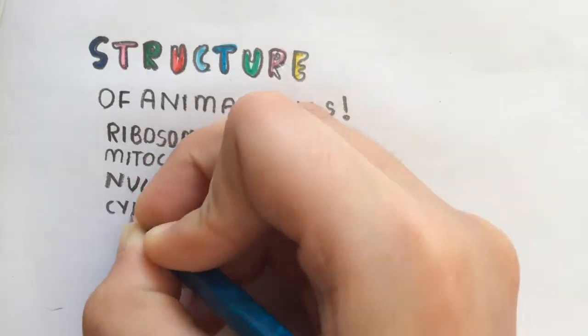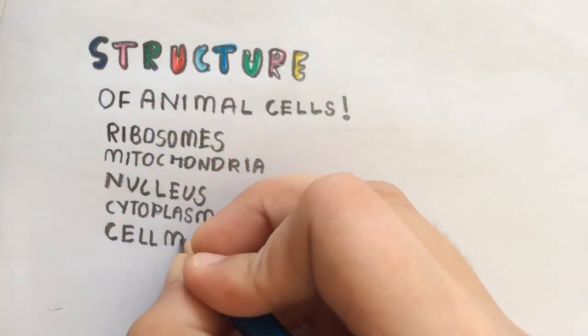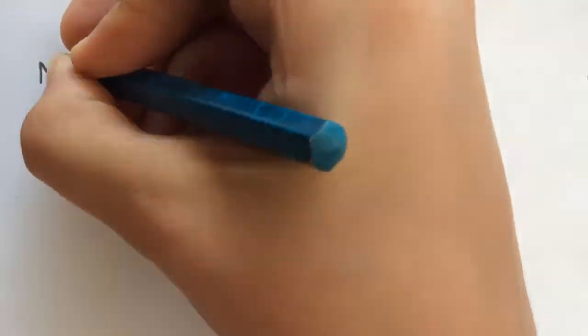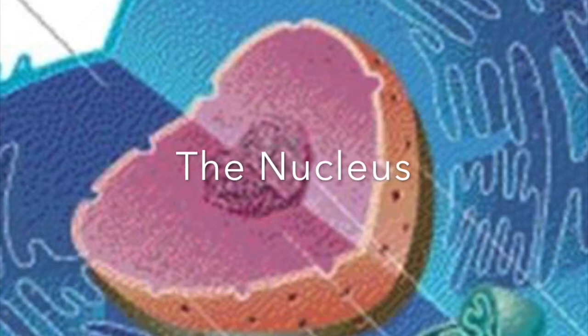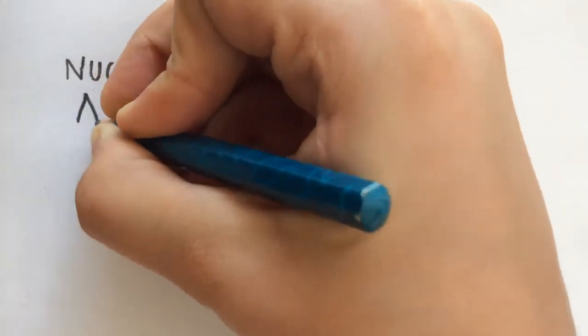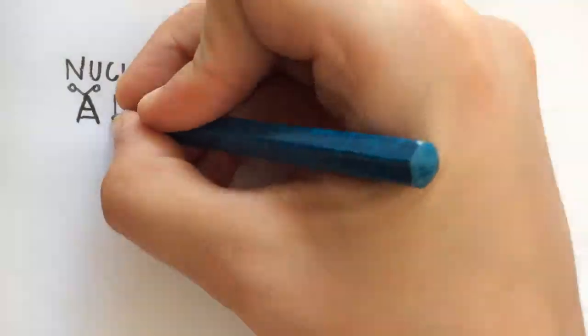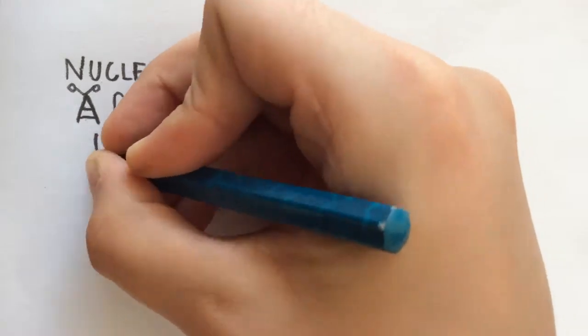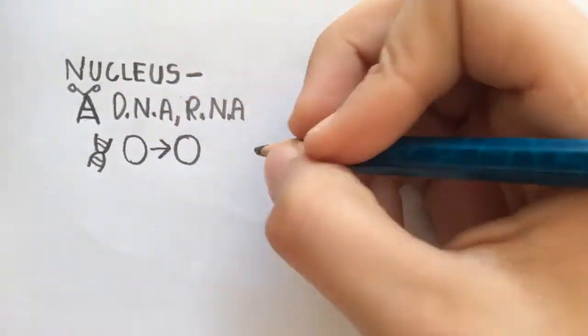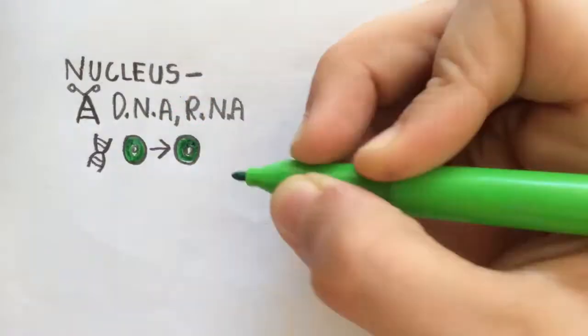Moving on to the next three organelles, the nucleus, cytoplasm, and the cell membrane. Well, the nucleus is known as the brain of the cell, located in the center. It contains all the genetic material, such as DNA, which is deoxyribonucleic acid, and RNA, in a form of a protein. It gives instructions about the cell on how it should grow and how it should divide.